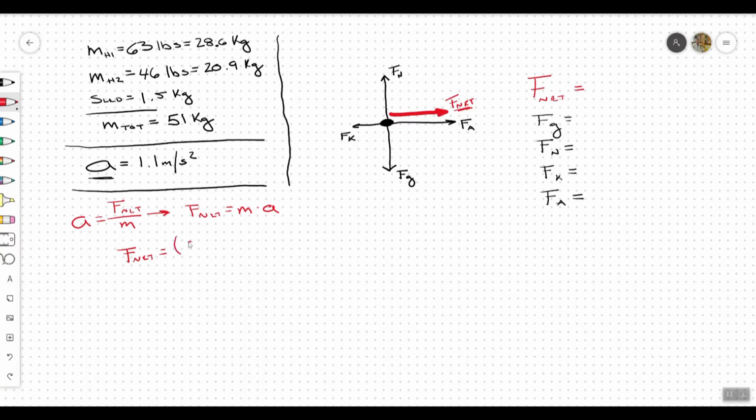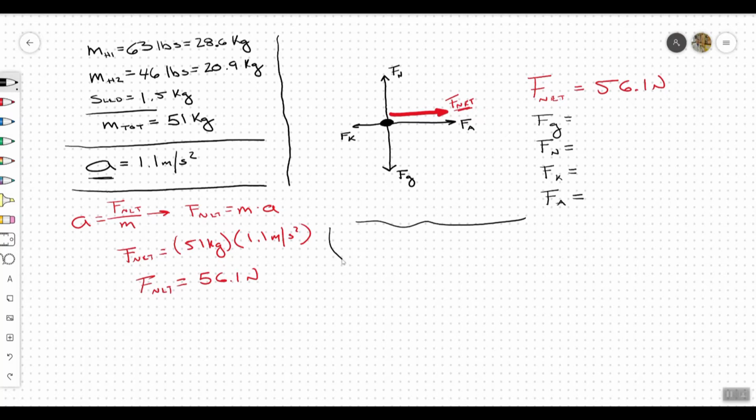So we would just do 51 kilograms times the acceleration that they experienced due to the force that I applied, which was 1.1 meters per second squared. So F net is equal to 56.1 newtons. So the total force on them was 56.1 newtons. Now we can start looking at the individual component forces that make that up.